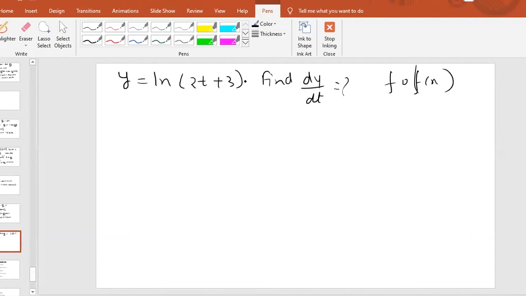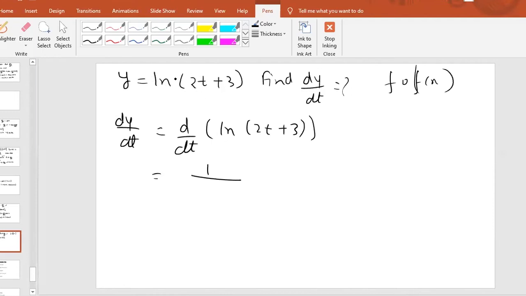So we have to go by the short trick method which I told you. dy by dt you have to write first of all, then write d by dt. Then write inside the bracket log of 2t plus 3. Now just start from the left side. Differentiation of log is what? 1 by inside the bracket. What was inside the bracket? 2t plus 3.